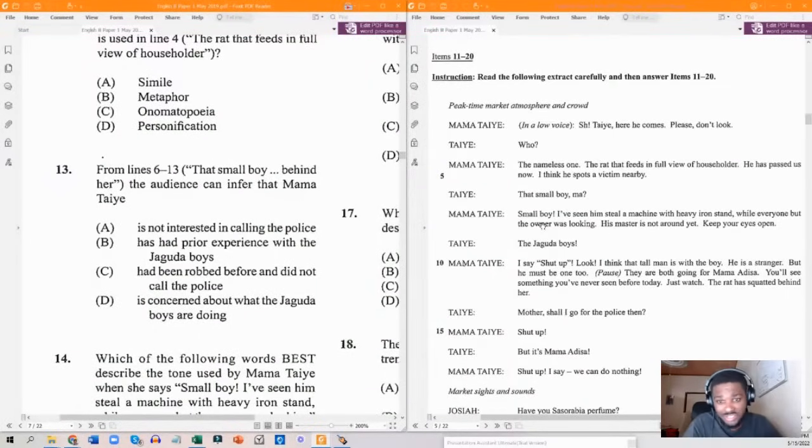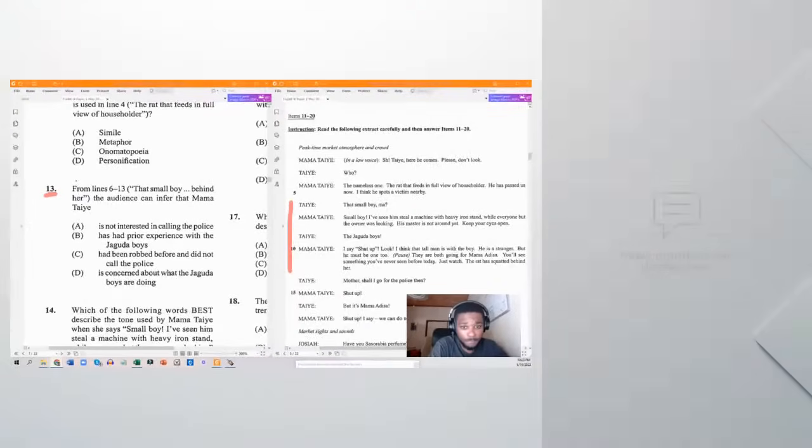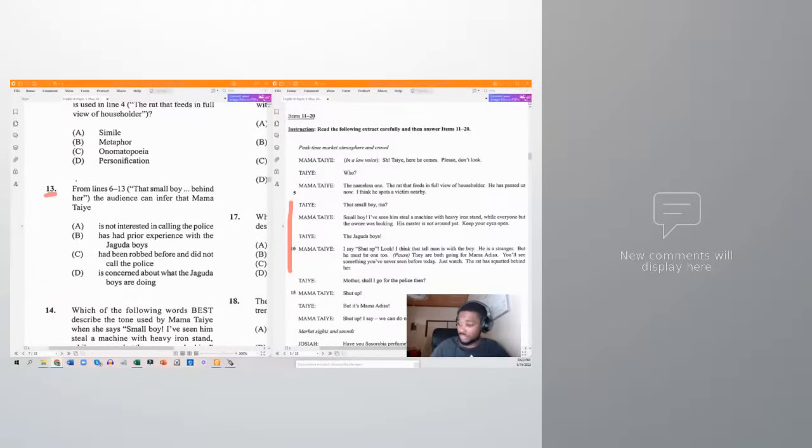13. From lines 6 to 13, that small boy to behind her, the audience can infer that Mama Taiye what? So we're now at number 13. From line 6 to 13, what can we infer? Line 6 to 13, what can we infer?